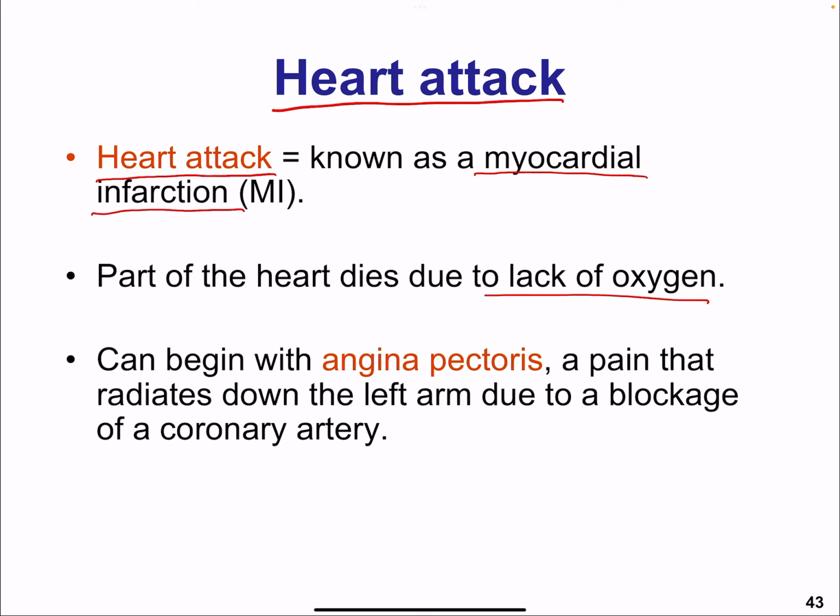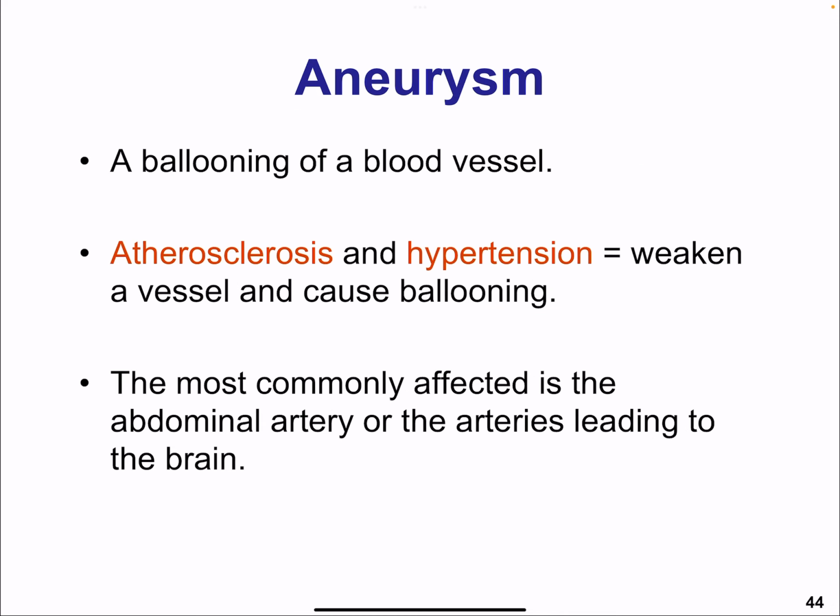Right? You need oxygen to produce ATP, and ATP is needed to cause contraction. A heart attack can sometimes start with angina pectoris, which is a condition in which you have a pain that radiates down along your left arm due to the blockage of the coronary artery, right?